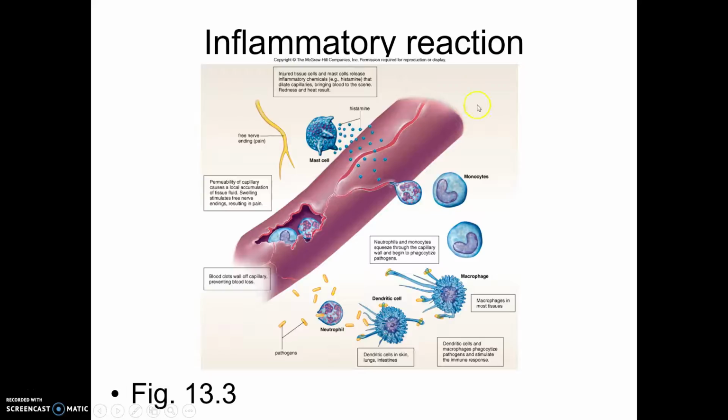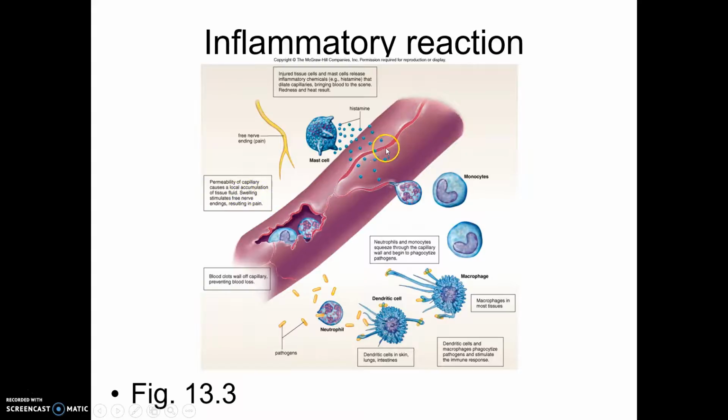Now, what are the 4 signs of the inflammatory reaction we talked about? Well, first thing is redness. We see redness here. Why? Because we get increased blood flow and blood's red. Heat is another of the 4. Why? Because blood circulates heat.